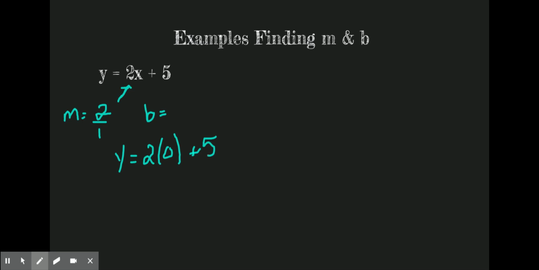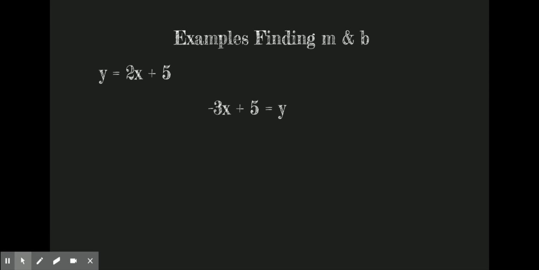It's easy to see now that 2 times 0 is 0. And then I have y is equal to 0 plus 5. So my y is equal to 5. And so right here is my y-intercept. My y-intercept is 5 because when x is 0, all I'm left with is plus 5.